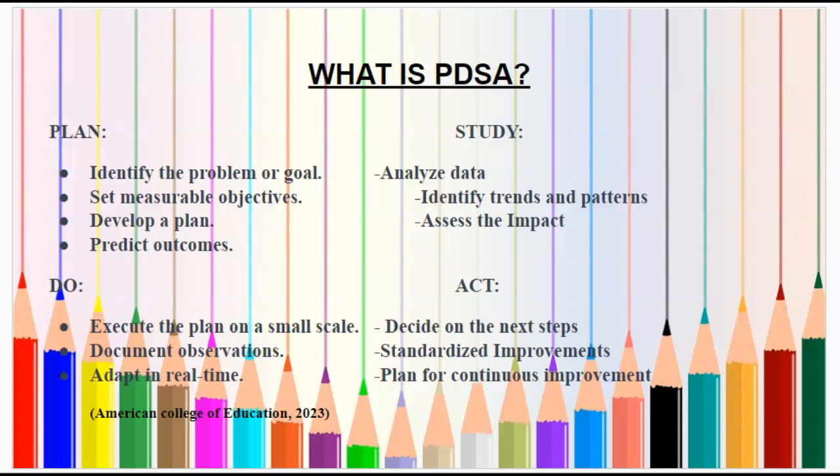Then Study. We take all the data and observations we've gathered, and we identify trends and patterns. And then we assess any impacts that it may have had. Following that is Act, where we decide on the next steps, we standardize improvements, and plan for continuous improvement. It ends up being a cycle.